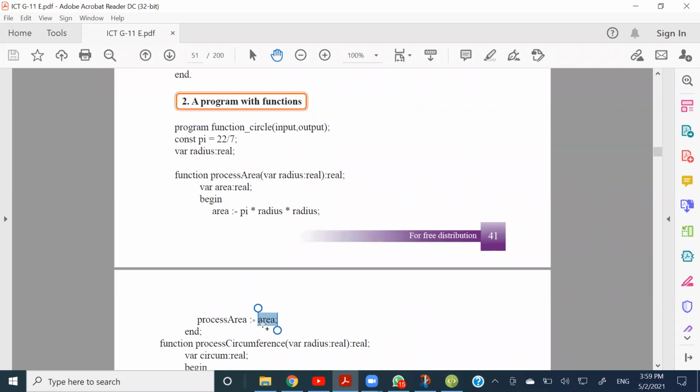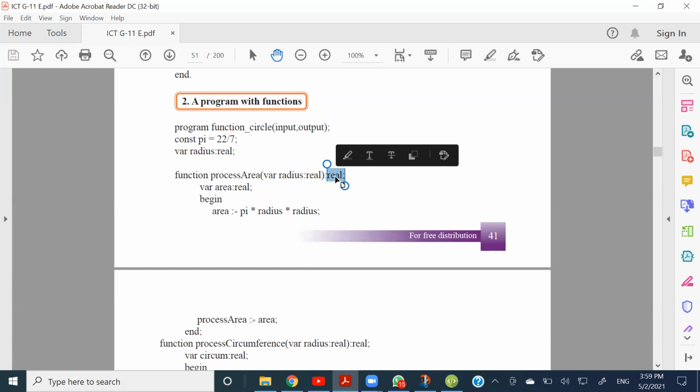Now from this they need to return something outside: the value of the area. So for that they use the function name, and they assign to that function name the variable that they need to return. So then area will be returned. This area variable will be returned with a real data type.